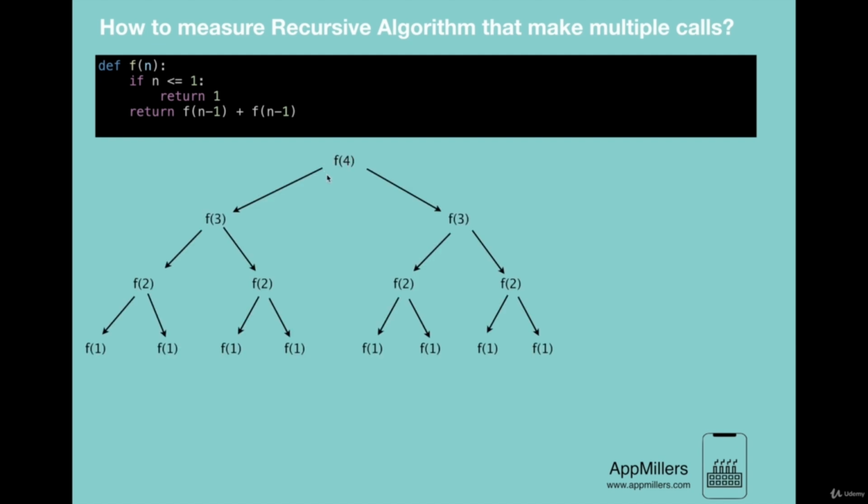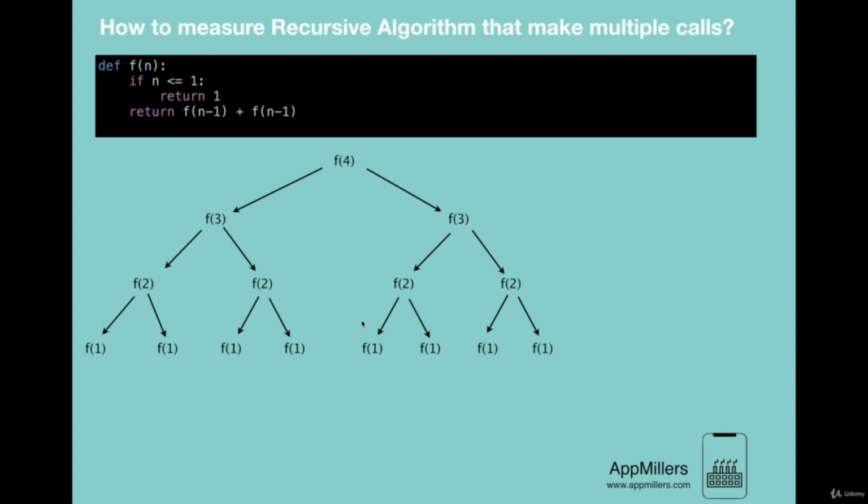When we run this function with f4, it will call f3 twice. Then each f3 will call f2 twice, which makes it 4. Then each of these f2s will call f1 twice, and this will make 8. So how many calls are there in this tree? You don't need to count them, but if you do, you will get 15.